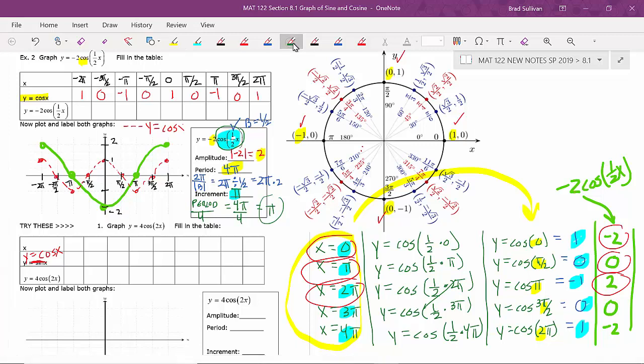Now if you fill out the chart here, this is what we found. Let's see what we know. At negative 2 pi, that was 2. At negative pi, that was 0. At 0, that was negative 2. At pi, that was 0. And at 2 pi, that was 2. Those are our key points on that final graph, because we have the max and mins. That's what you're trying to learn how to do with this.